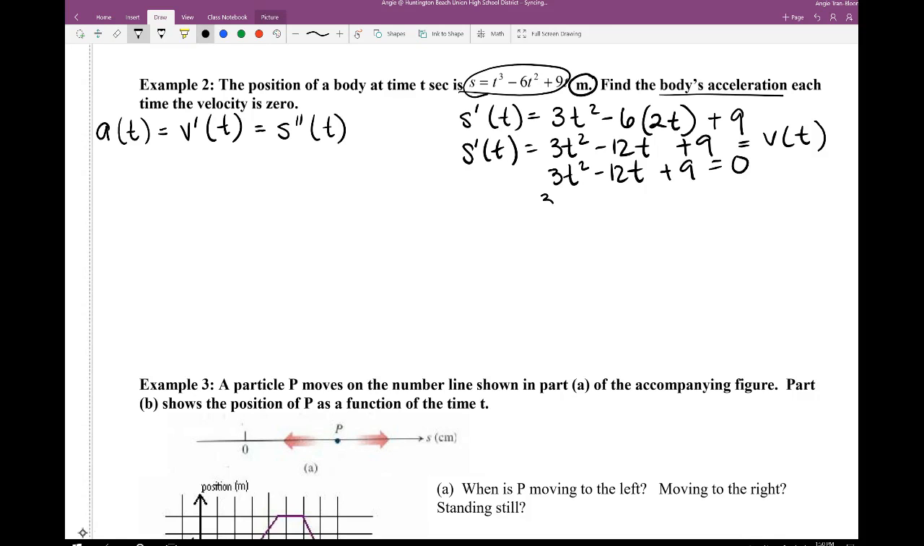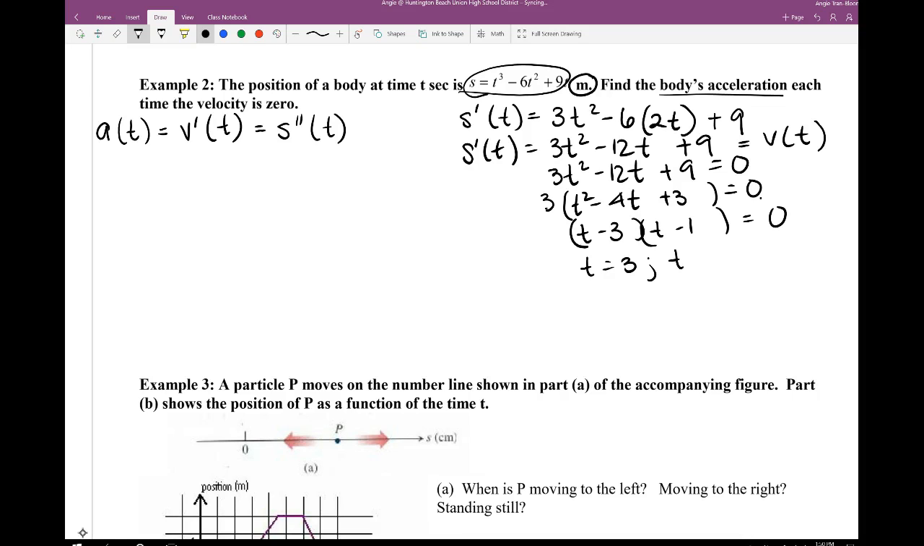Let's try to factor out a 3 to make it smaller so we don't have to work with such ginormous numbers. So t squared minus 4t plus 3 equals 0. So divide both sides by 3. 0 divided by 3 is 0. So technically, we only have this left to factor. So we have t minus 3 and t minus 1 equals 0. So t equals 3 and t equals 1. So at 3 seconds and at 1 second, the velocity is 0 at those times.